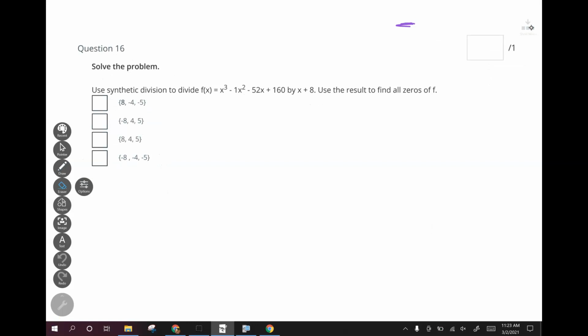All right, number 16. Use synthetic division to divide f of x by x plus 8. Then use that result to find all zeros of f. All right. So first we're going to divide by x plus 8, which means we're going to put negative 8 in our box here. List out your coefficients, 1, negative 1, negative 52, and 160.